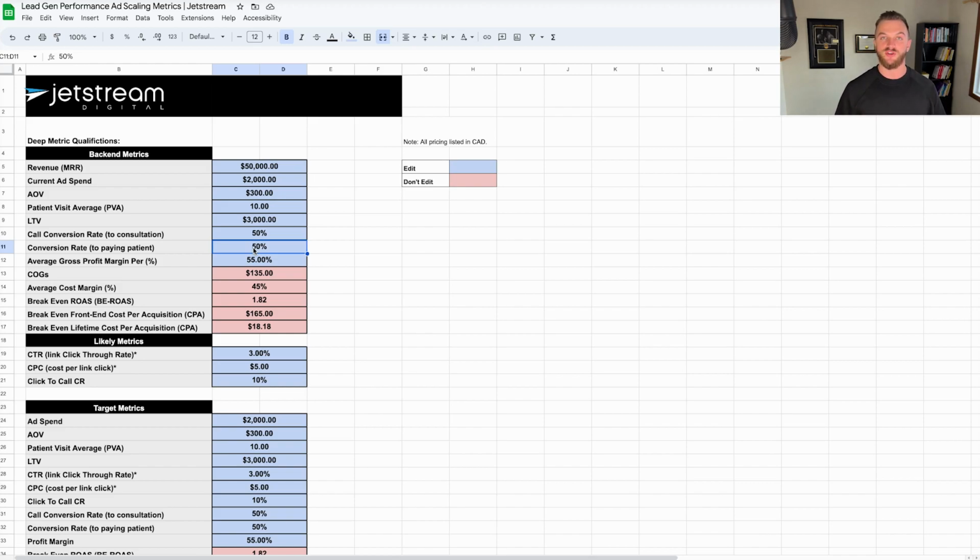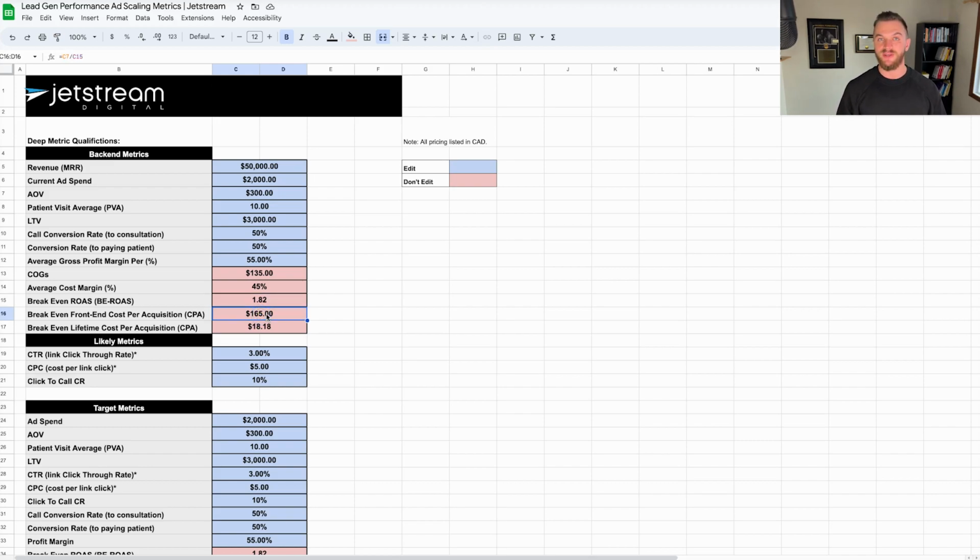You definitely want to make sure that these metrics are in place. Once we have an understanding of that, we also want to consider your profit margin. Most businesses operate at about a 50% to 55% profit margin on any given service, so we'll plug in 55% here. This is based on one of our physiotherapist clients, so we'll take these numbers into consideration. COGS in that case would be $135. Your average profit margin would be 45%. Your break-even ROAS, or break-even return on ad spend, which is a very important metric to understand, is 1.82. And your break-even front-end cost per acquisition.